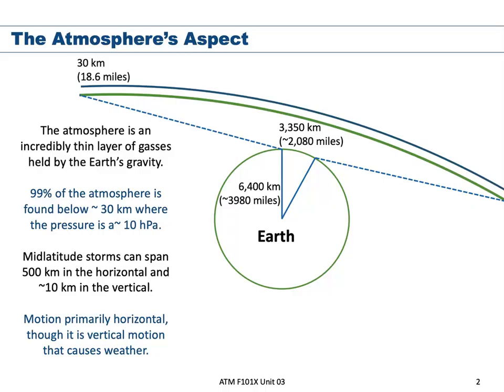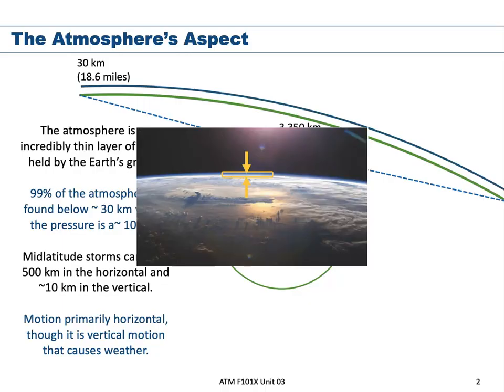The atmosphere is an incredibly thin layer of gases that surrounds the Earth and is held in place by the Earth's gravity. 99% of the mass of the atmosphere is found at altitudes below 30 kilometers, while the Earth has a radius of about 6,400 kilometers. So the ratio of the atmospheric thickness to the Earth radius is 1 in 200. The sphere and arc on the slide show the relative size of the Earth and thickness of our atmosphere. The view from space shows the atmosphere as a thin blue layer lying on the horizon.